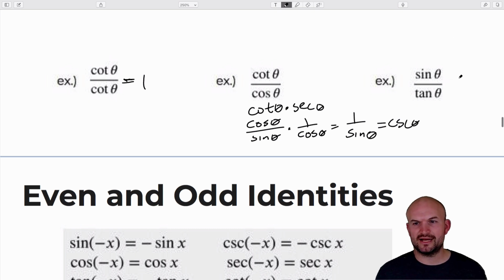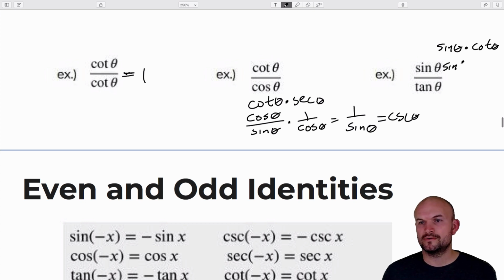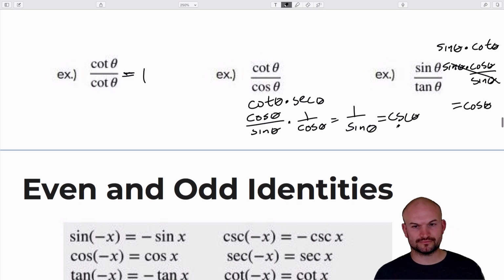And then this one, I kind of ran out of space here. I guess I didn't give myself a good idea here. So I'll write this up, let's squeeze this in there. That's going to be sine of theta times cotangent of theta. So it's sine of theta times cosine of theta over sine of theta. Those will divide out, leaving me with cosine of theta.